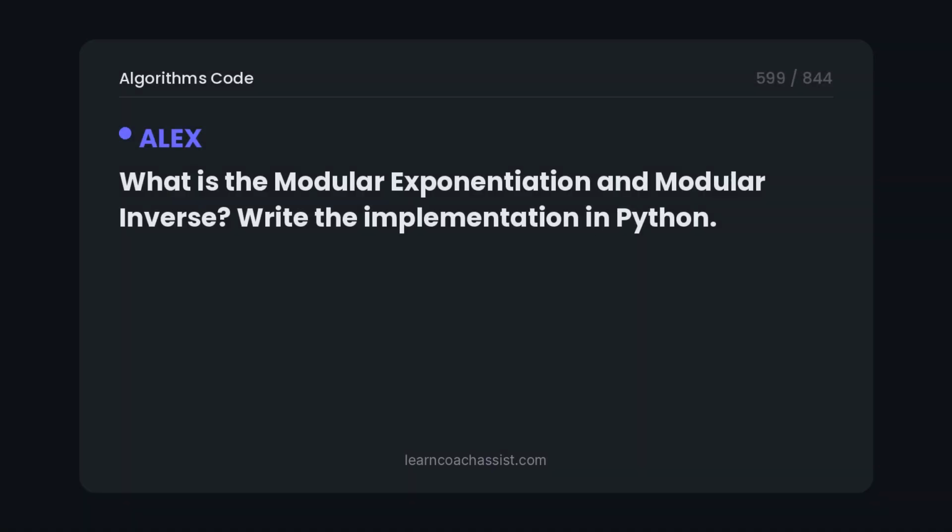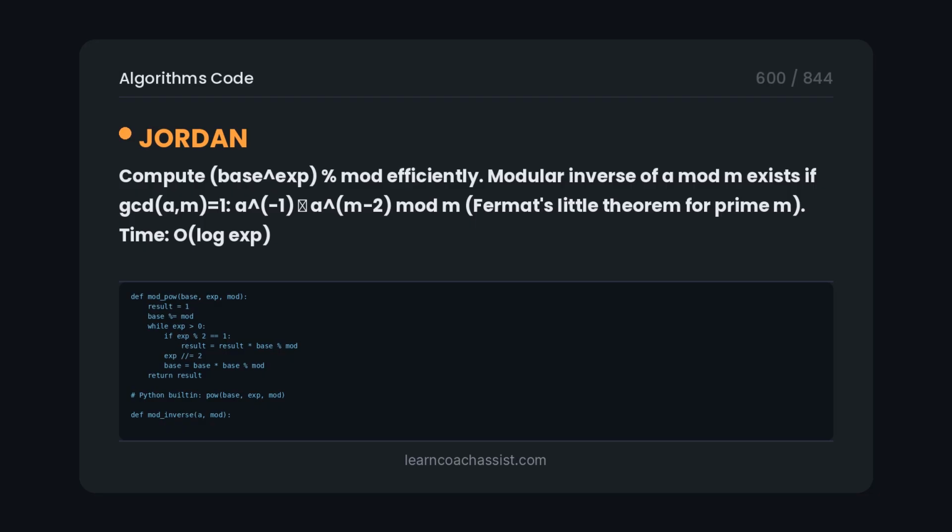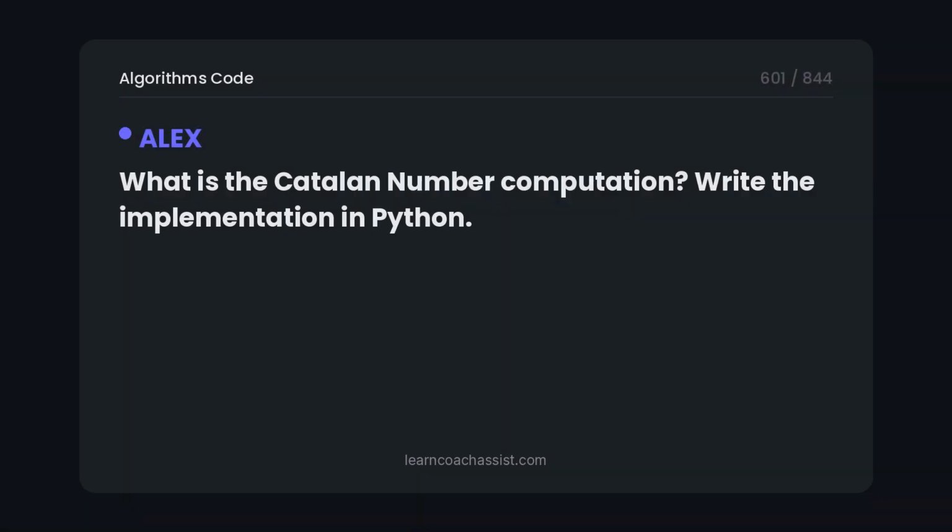What are modular exponentiation and modular inverse? Write the implementation in Python. Compute base^exp % mod efficiently. The modular inverse of a mod m exists if GCD(a, m) equals 1. a^-1 is identical to a^(m-2) mod m, by Fermat's little theorem for prime m. Time O(log exp).